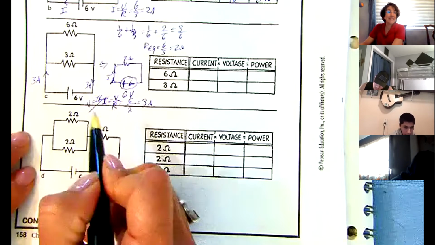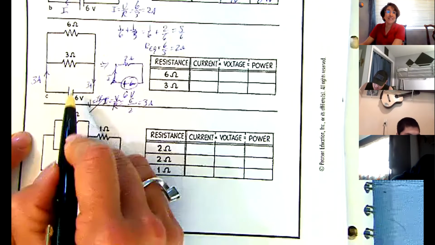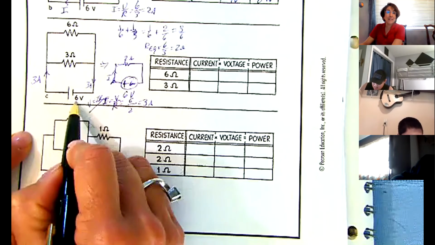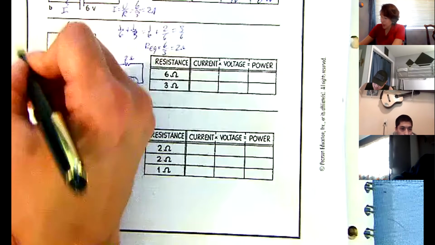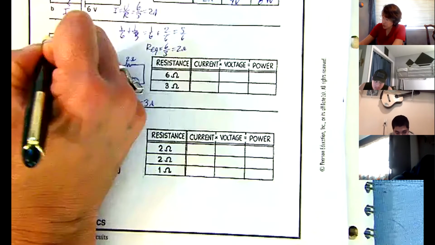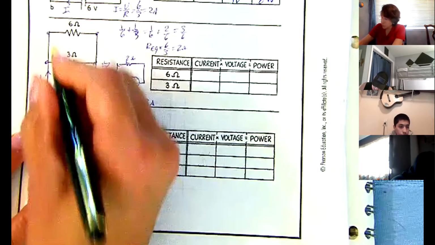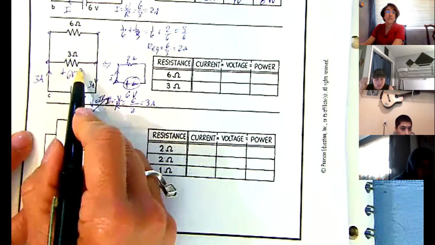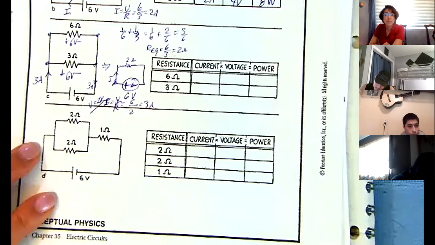Now, Josue, what's the voltage across these 2 resistors? What's the voltage across the 3 ohmer? Notice that they're in parallel to the battery. So anything measured here and here is going to be the same thing as a battery. Measured here and here, still a battery. Because they're in parallel, we know that the voltage here is 6 volts across this resistor, and it's also 6 volts across this resistor.